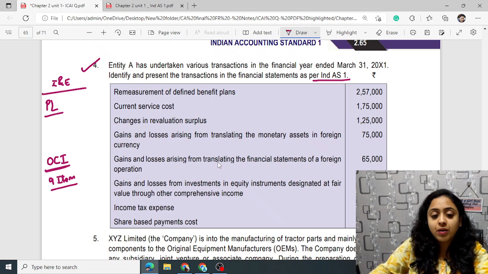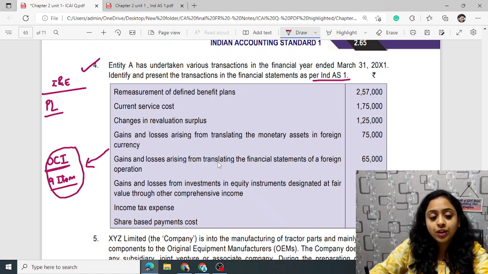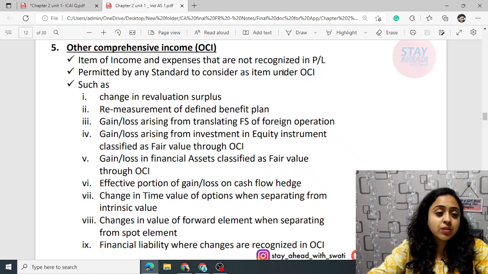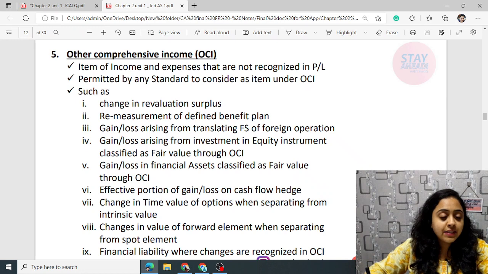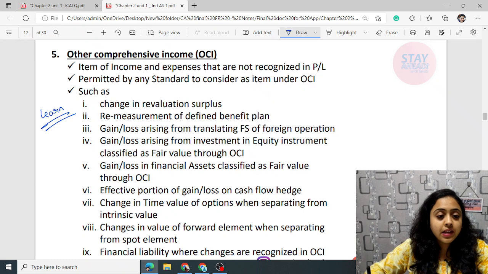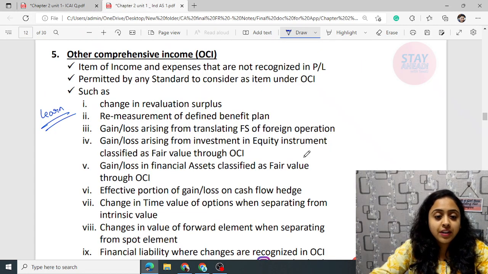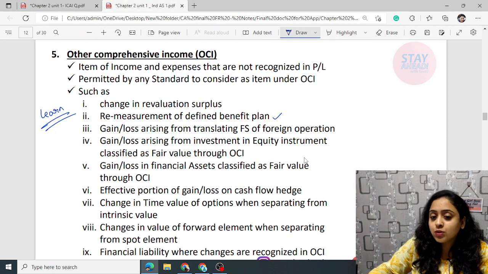If any amount belongs there, then transfer it to OCI, and if such an amount does not belong to OCI, then what you need to do is classify it to P&L. Now, remeasurement of defined plans. I told you there also that you have to learn these 9 items in the notes. Let's check one by one. Learn these. Remeasurement of defined benefit plan. Remeasurement of defined benefit plan is an OCI item.